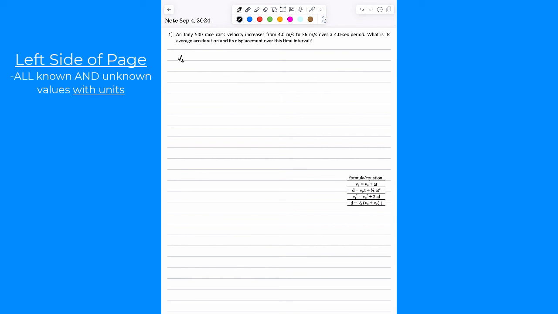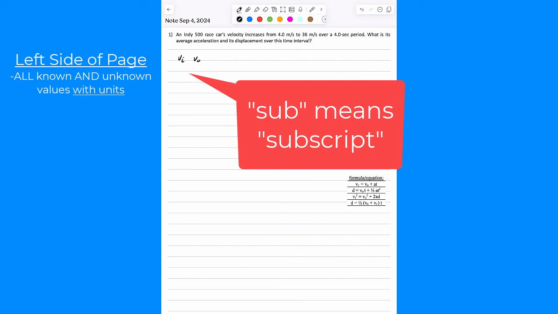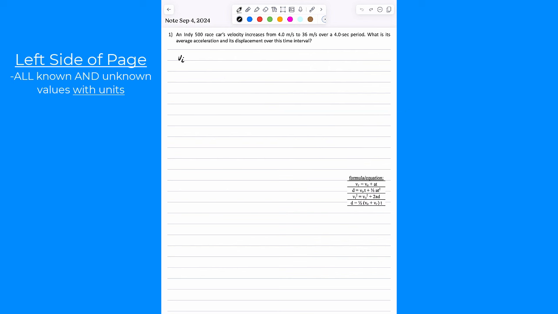We're going to start with V initial, and you can actually write that as V sub I or V sub what looks like a little 0 or O. It's V naught. I use it interchangeably. You'll see it written both ways depending on who's writing the problems. We can use V sub I. We're going to do V sub F for V final, for final velocity, displacement, acceleration, and time.